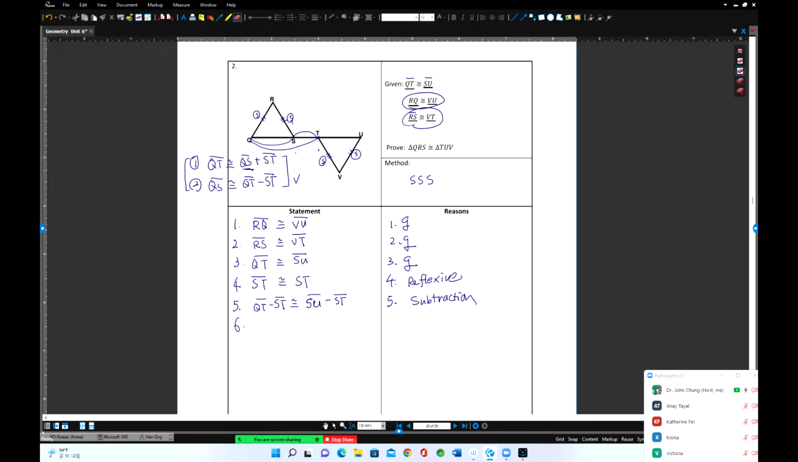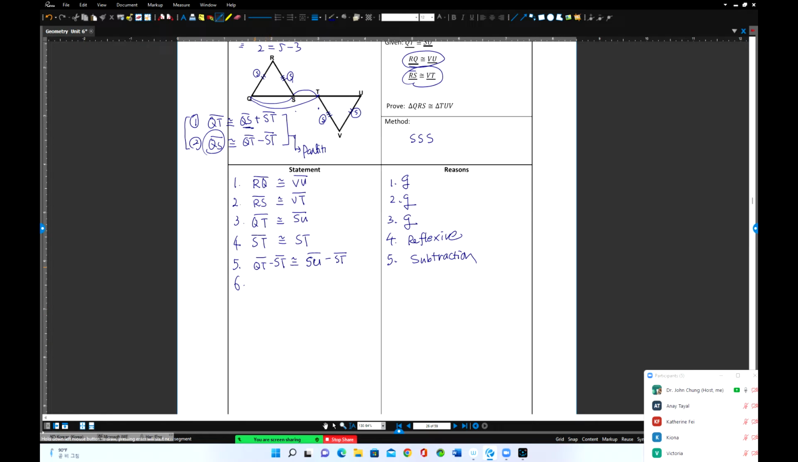Excuse me. Both are called what? Partition. That's because they are equivalent, right? 5 equals 2 plus 3, or 2 equals 5 minus 3. It is okay? They are equivalent, okay? So we have subtraction, and I'm going to use this partition one, okay? QS equals how much? QS congruent QT minus ST. This one first, right?